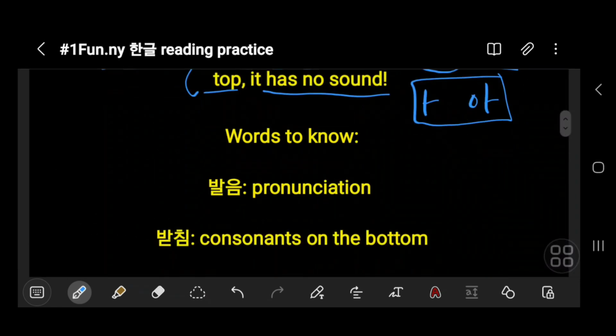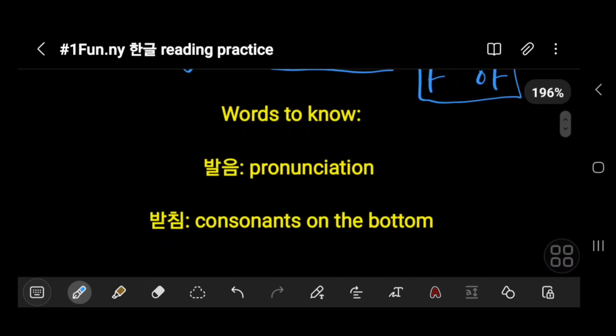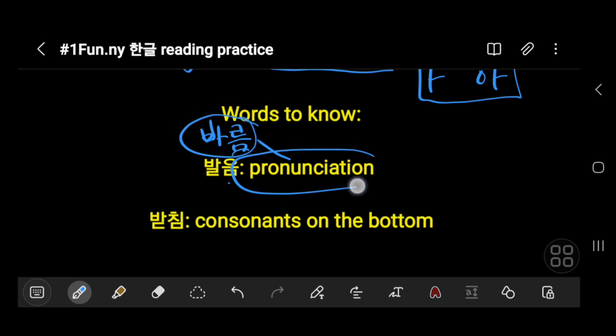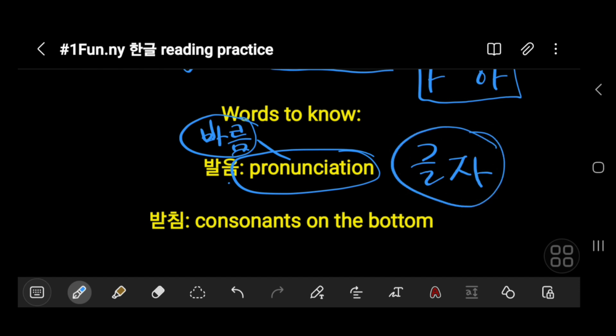There are going to be a few words you want to know. There might be more along the way, but as I mentioned, 발음. So 발음 is pronounced 바름 because this guy jumps up into this ieung position. So the sound becomes 바름. This is pronunciation. So if I say 발음, the bottom of this 글자, the bottom of this letter, is blah, blah, blah.